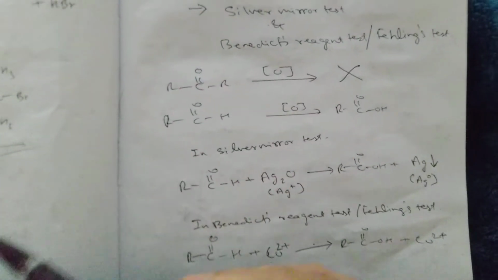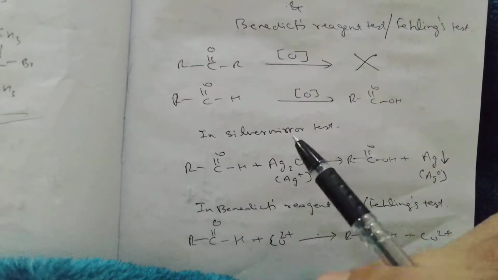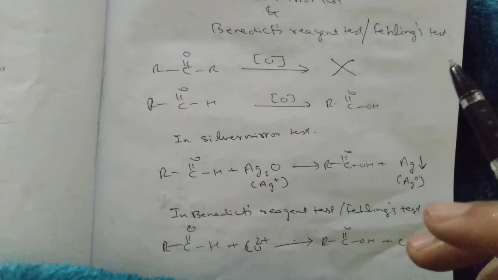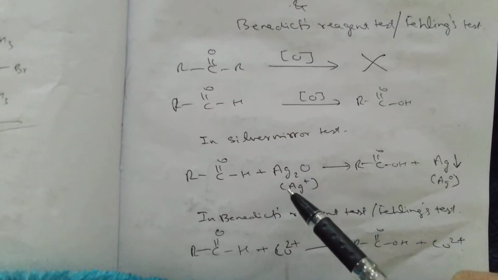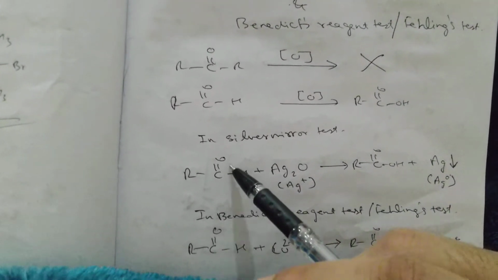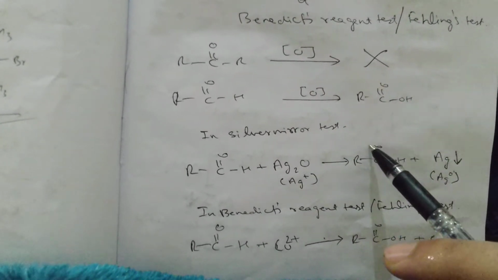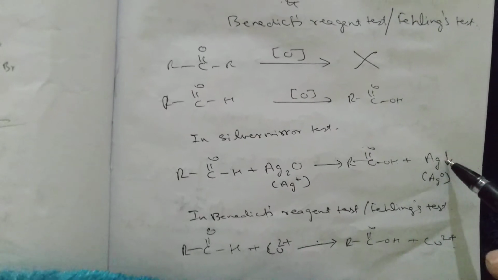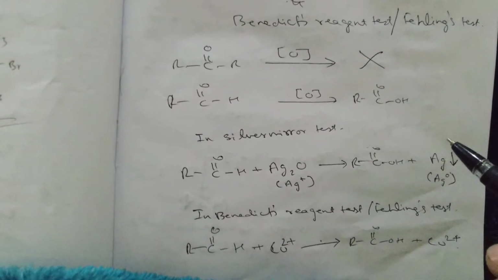So silver mirror, you add ammoniacal silver nitrate and you put aldehyde and see if you get a silver color, silver mirror on the side of the test tube. So basically when you put Ag2O, it is Ag plus, okay. So Ag plus, this gets oxidized and this gets reduced. So this gets oxidized to carboxylic acid and this gets reduced to silver. So whenever you put down, it means precipitate. It forms a coating on the wall of the test tube.